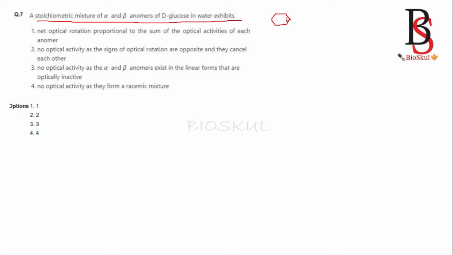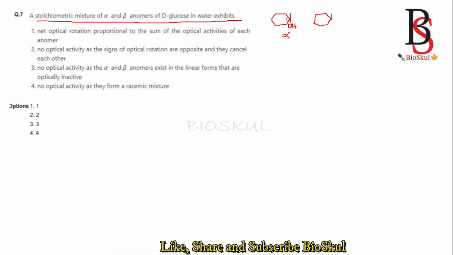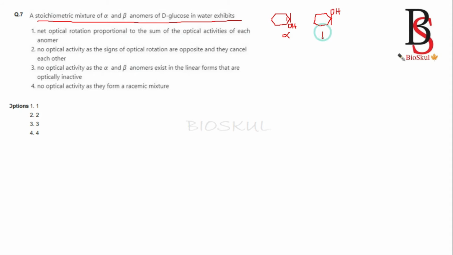So this one is the carbon one. This is the anomeric carbon. If the hydroxyl group is present below, or down the plane of the ring, then that is known as alpha. If the hydroxyl group is present above the plane of the ring of the anomeric carbon, then that one is known as beta. Okay, beta. So this one is the alpha glucose and this one is known as the beta glucose.